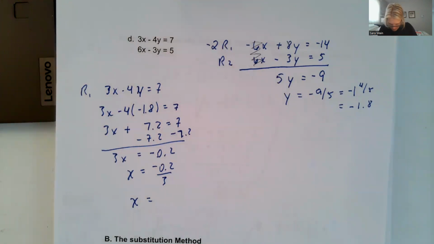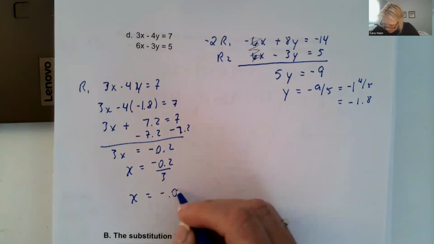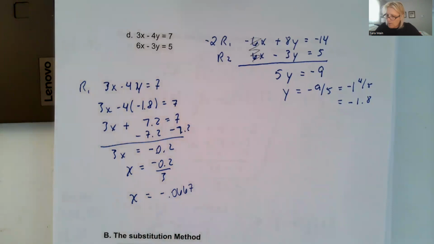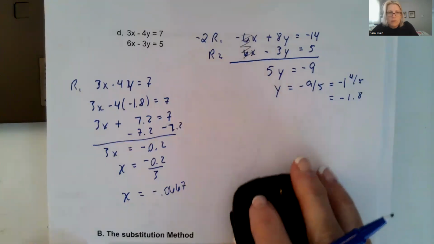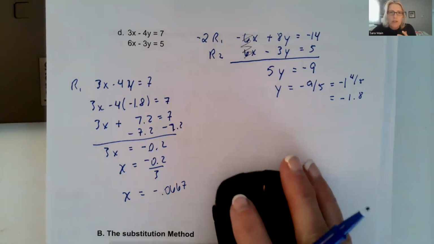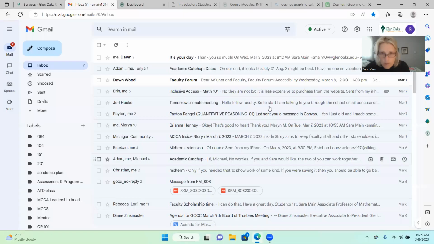Okay, so in decimal form, this is going to come out to be a negative 0.0667. When we go to Desmos, we will be able to see that we can turn this quickly into a fraction. I'm going to do a new share into, and we'll go to our Desmos screen here.